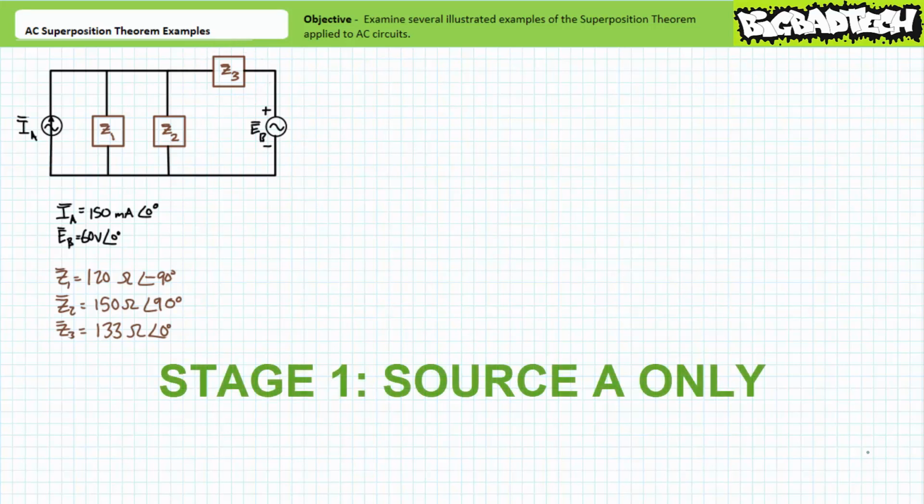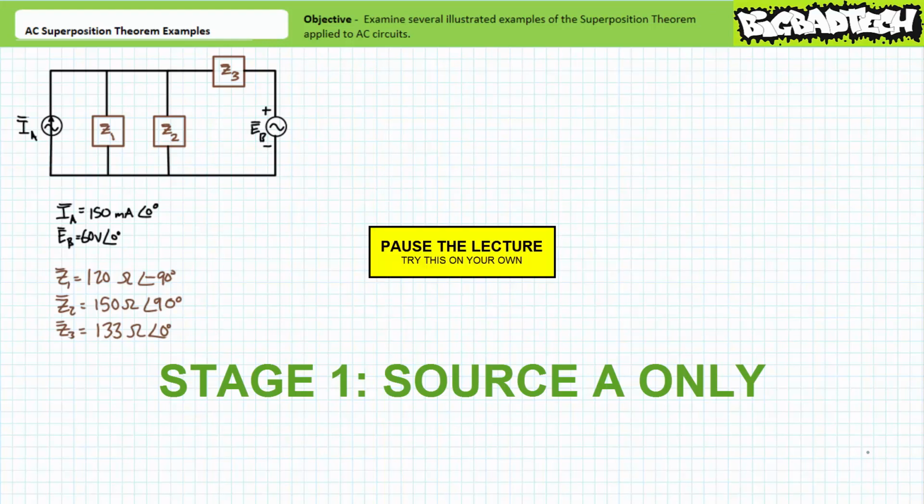Stage 1 of this illustrated example problem necessitates we solve for voltage across and current through each impedance element when current source IA is the source of interest and voltage source EB has been removed from consideration. In addition to magnitude and phase shift, clearly indicate the assumed direction of polarity. Once we've got these values, we'll move on to stage 2 and examine voltage and current figures when voltage source EB is the source of interest and current source IA has been removed from consideration. By all means, pause the lecture and try stage 1 on your own. If you're tracking, you should have obtained the following results.